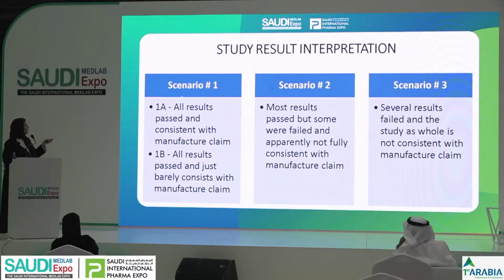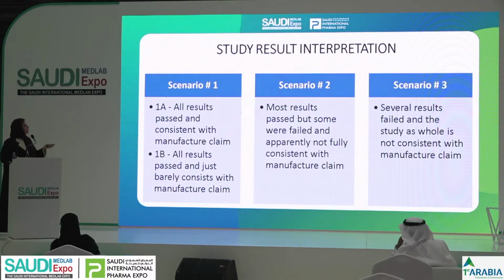So this is the most important slide. After I finish my study and I get my results, my CD and SD and CV, I have 3 scenarios here. First scenario has 2 options. 1A, which is all results passed and consistent with the manufacturer claim. This is passed, clearly passed. The second one is all results passed, but just barely consistent with the manufacturer claim. That means I am about to be out, but I'm not out. I will show you in a minute what is the correct action, or corrective action, I mean, for each scenario.